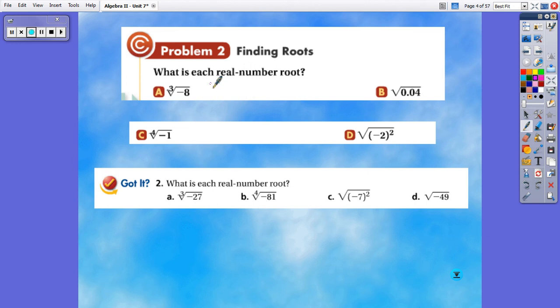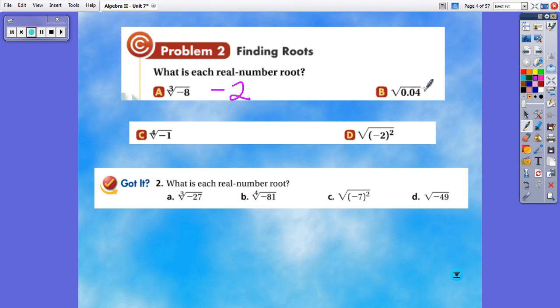Well, you could try to do 2 times 2 times 2. 2 times 2 is 4, times 2 is 8, but we want negative 8. So really what we need to do is negative 2 times negative 2, that's positive 4, times another negative 2, that's going to be equal to negative 8. So that means that the third root of negative 8 is negative 2.